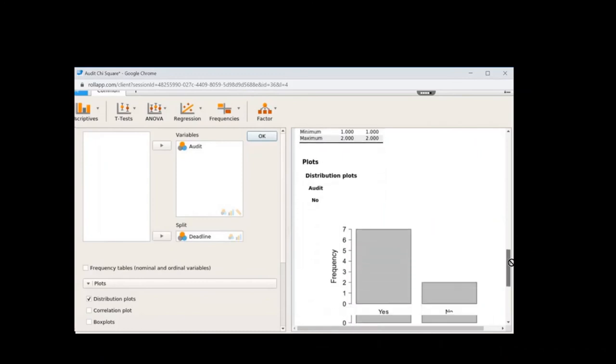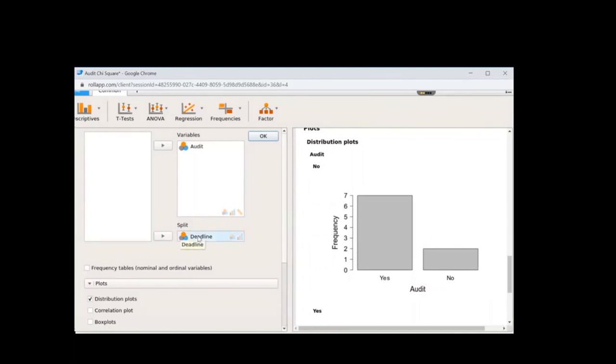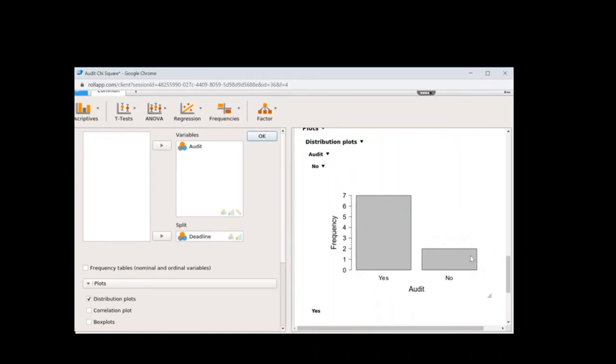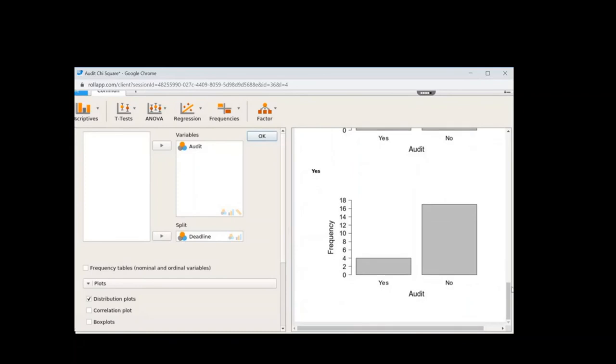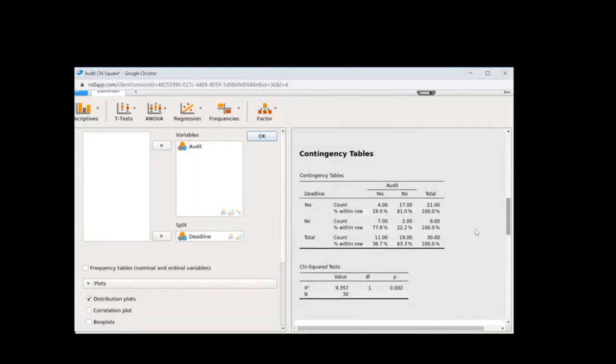If I come down here, these are people who did not get audited. Sorry, no, I'm split by deadline. Okay, these are people who did not meet the deadline, right? I know that because of how this is split. So if they did not meet the deadline, then yes, they were more likely to be audited. You can see the bar is higher than the no. If I scroll down, these are people who did meet the deadline, and you can see that they were less likely to be audited. So it might help you to look at the plot, or it might help you to look at the numbers. In essence, if this is a significant value, you're going to have to figure out what the pattern is to help understand what to say to people. If you turned your taxes in late, you are more likely to be audited.